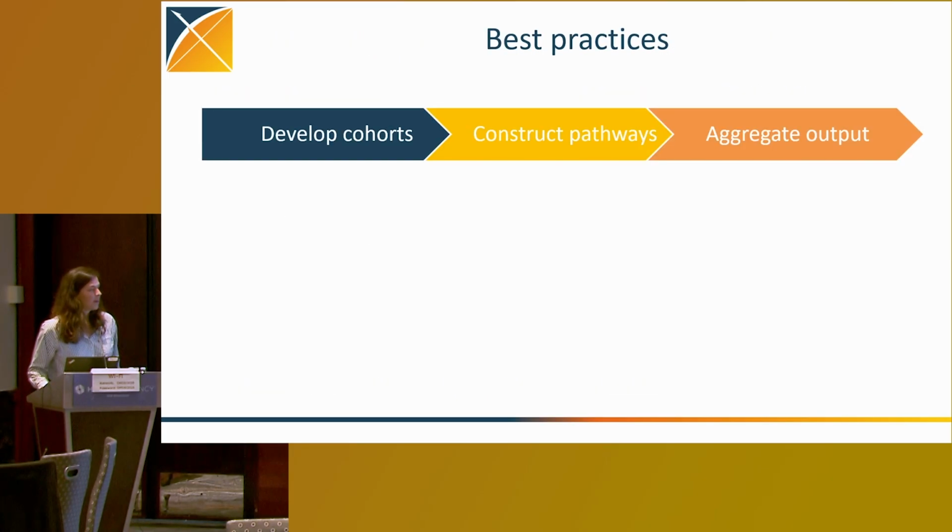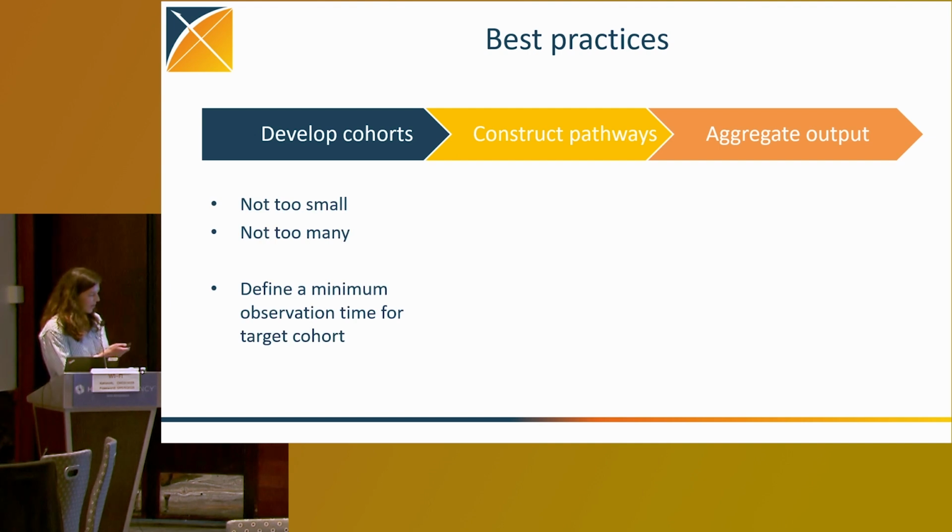Then, some best practices from doing these treatment pathway studies that I want to give you along if you want to do your own study. I've organized them in the way of developing cohorts, construct pathways, and aggregate outputs. The starting point of this type of study is that there should not be too many or too small cohorts. Of course, if you're going to define, let's say, 50 event cohorts you're interested in, your pathways are never going to be comprehensible. So I think a good amount is usually to aim for 5 to 15 event cohorts, because then you have something that you can probably comprehend as a human.